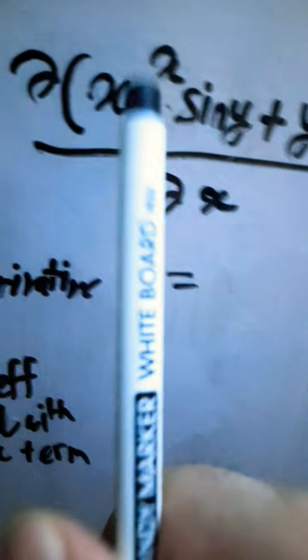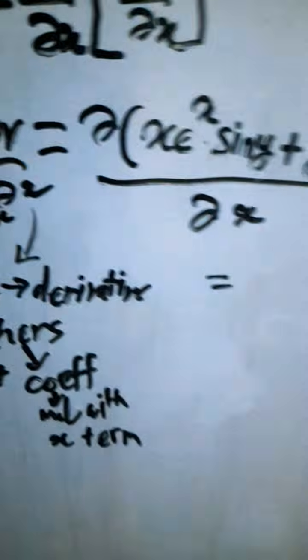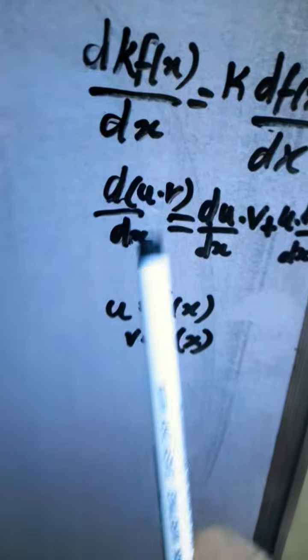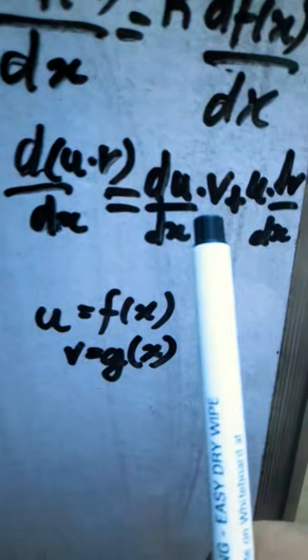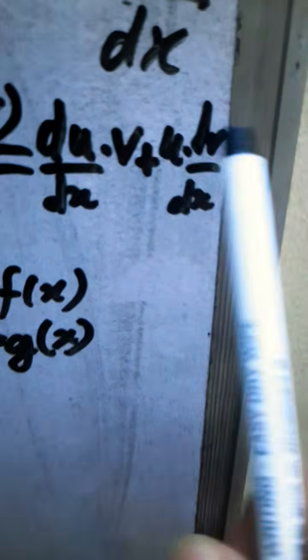But here there are two x terms multiplied by a single term, so there is a whole derivative of two functions. Of two functions, what do we do? d by dx of u into v, two functions of x. When we take the derivative of two functions, we take the derivative of the first function into the second function intact, then add the first function intact into the derivative of the second function.